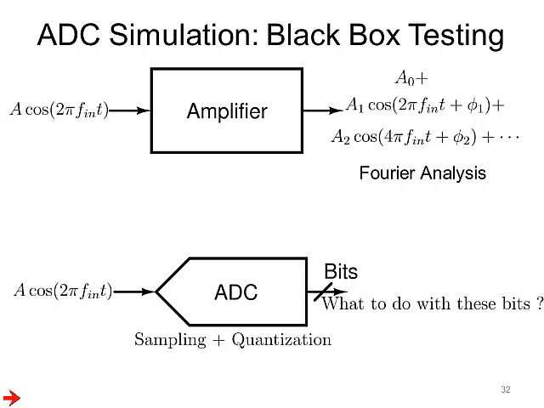The Fourier coefficients give us information about distortion, bandwidth, and so on. We'd like to do something similar with an ADC. However, an ADC is a bit more complicated in the sense that the output is a sampled output. So we'd like to be able to do a Fourier analysis of the output of the ADC, just like we did for an amplifier. Let's see what's involved.